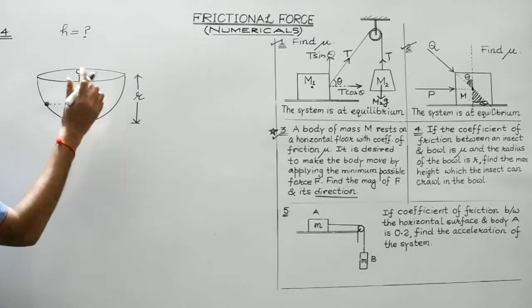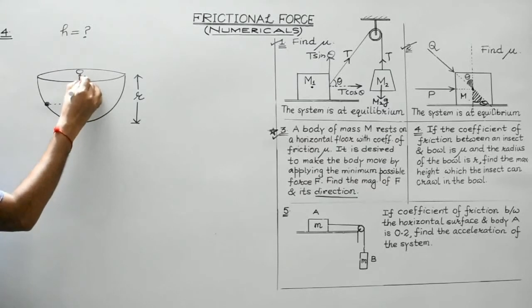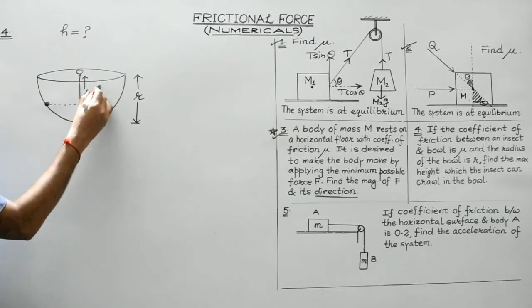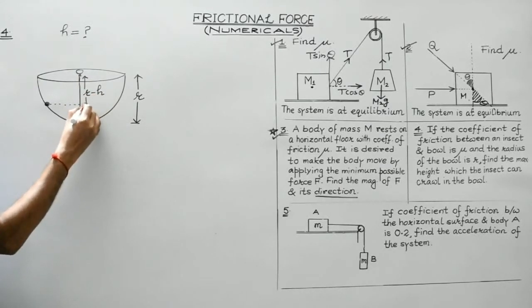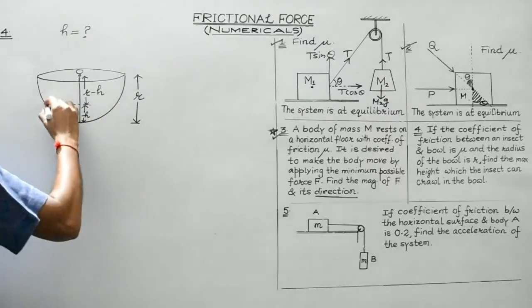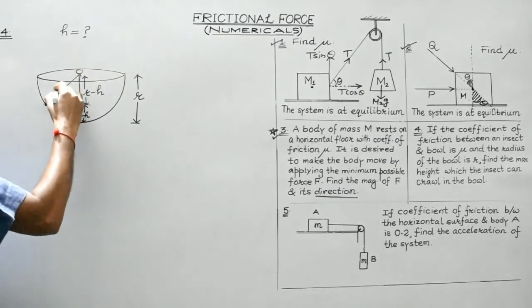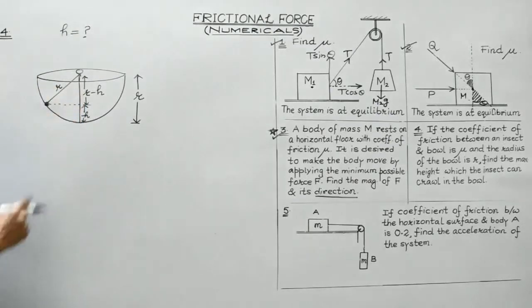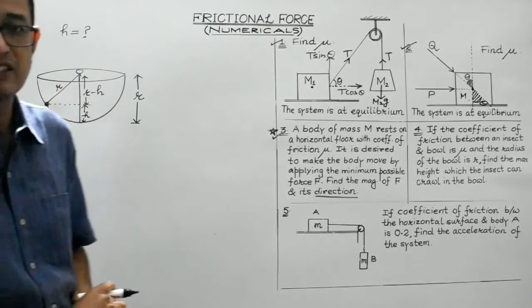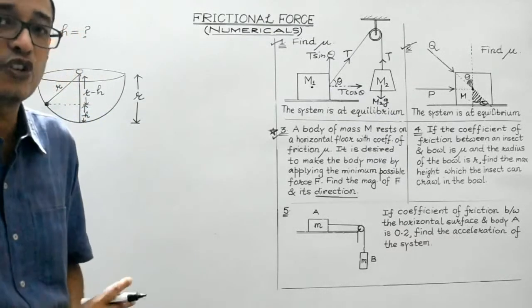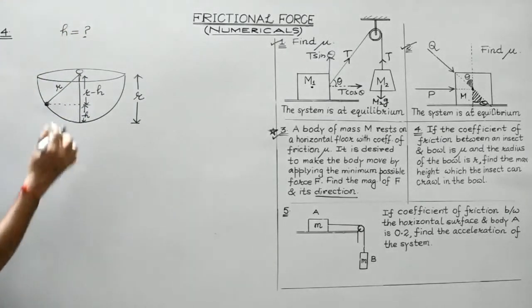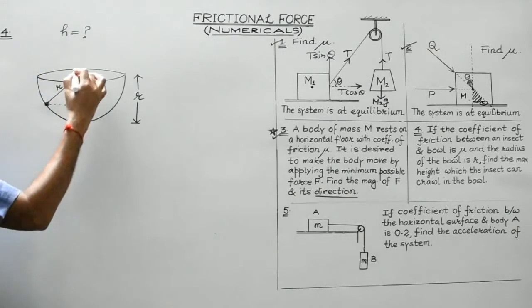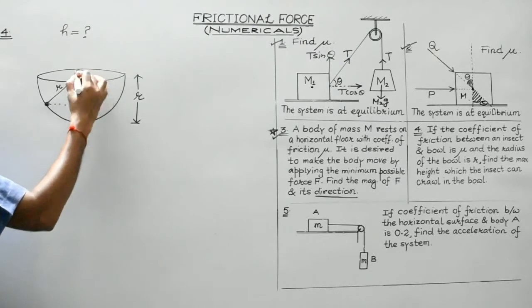So if this is h, then the remaining distance would be r minus h, obviously, isn't it? Now draw a line over here. This will act as the radius, from the center to any point on the circumference, that will give you the measure of the radius, right? Let us consider this to be angle theta.